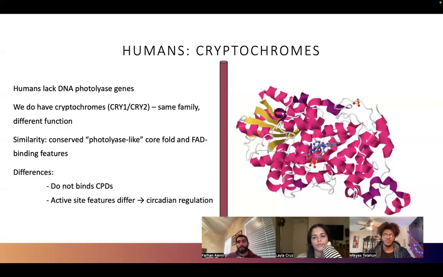So we looked at the active site and saw that there was a lot of differences in the amino acids. And of course, that lines up with the function because as we know, structure and function usually go hand in hand.